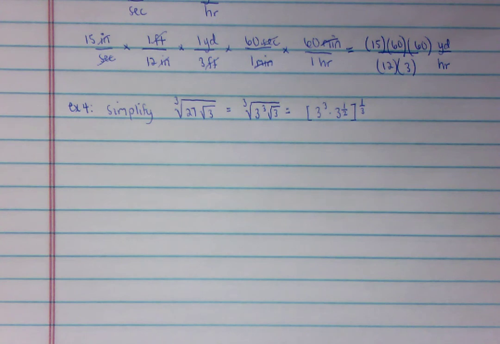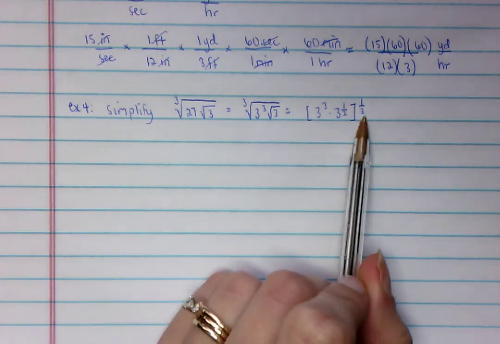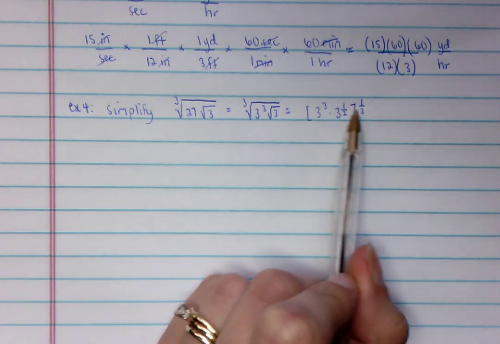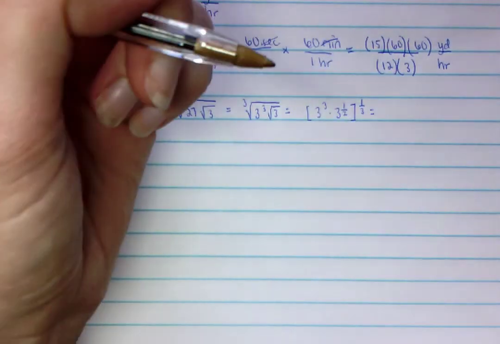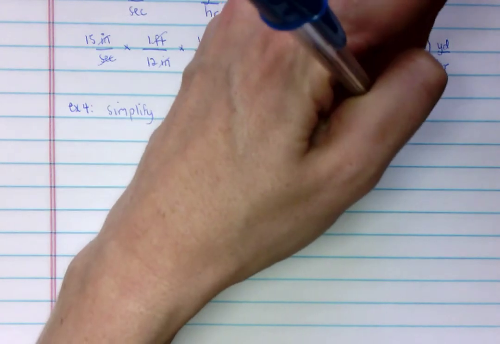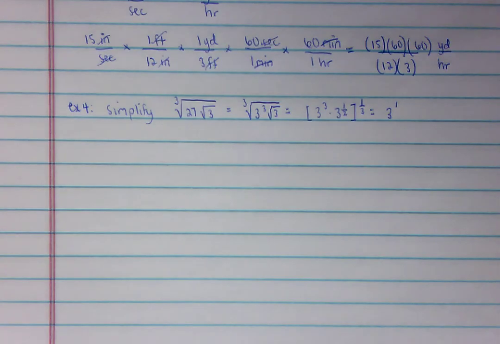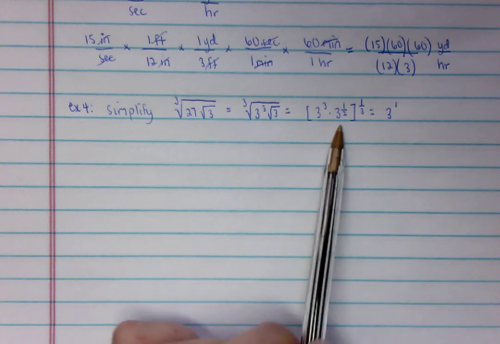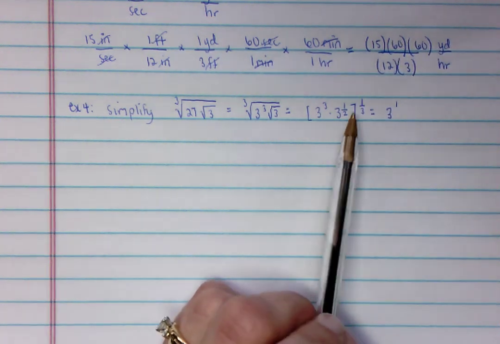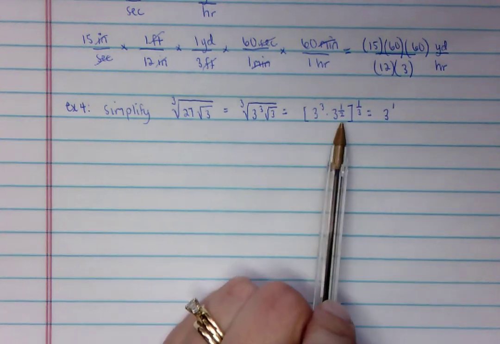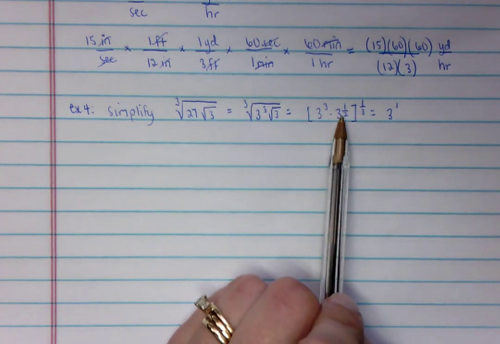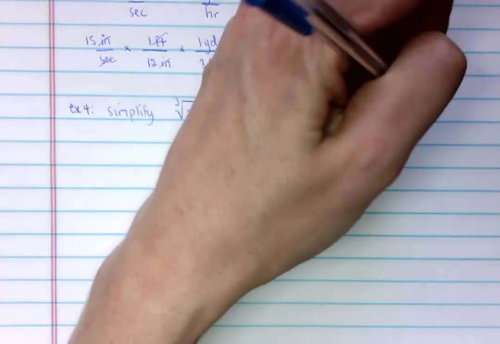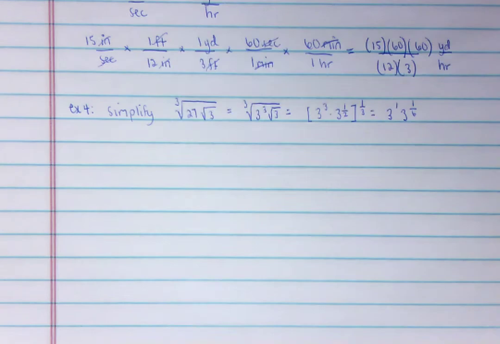And now we can use the Power Theorem and then finish by adding the exponents. Remember, power to a power, we multiply the exponents. So this is 3 times 1/3, which is 3/3, and 3/3 is equal to 1, so we have 3 to the 1st power. Then this one is 3 to the 1/2 raised to the 1/3. Again, power to a power, multiply. So 1/2 times 1/3 is 1 times 1 on top, 2 times 3 on the bottom. So that's 3 to the 1/6.